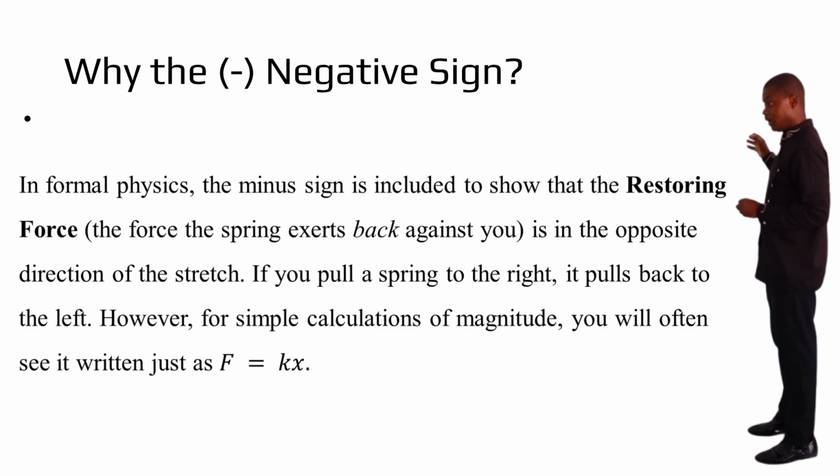The negative sign indicates that the restoring force exerted by the spring is in the opposite direction of the stretch. However, for simple calculations of magnitude, the formula is often written as F equals kx.